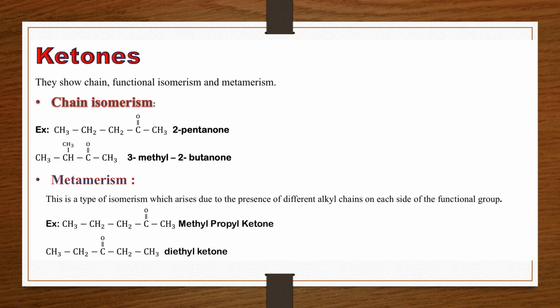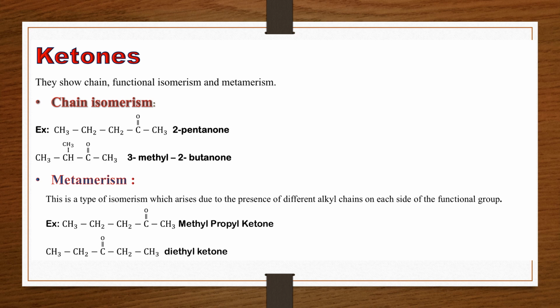Next, coming to ketones. Ketones show chain isomerism, functional isomerism, and also metamerism. So three types we can observe under ketones. Coming to chain isomerism, I am not giving the definition once again here because you have already learned under aldehydes. So just look at the examples given.